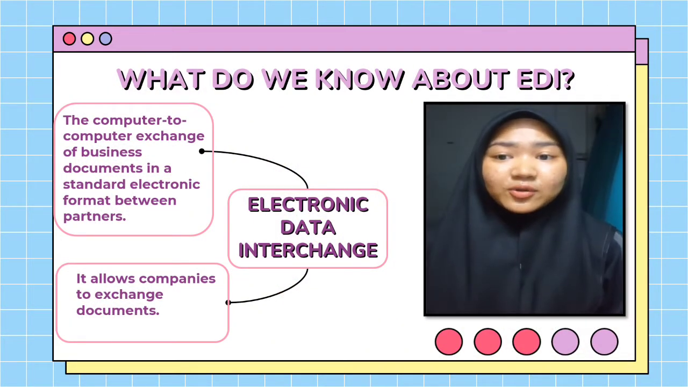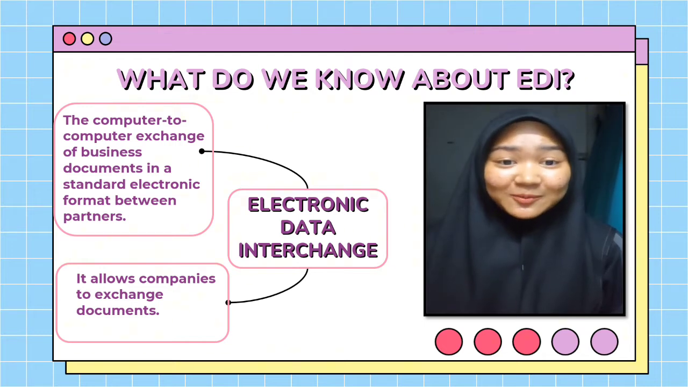Definition of electronic data interchange (EDI) refers to the computer-to-computer exchange of business documents in a standard electronic format between business partners. It allows companies to exchange documents such as purchase orders, invoices, shipping notices, and various other transactions without human intervention. EDI is used to improve the speed and accuracy of exchange of business documents, reducing the need for paper-based processes and manual intervention.